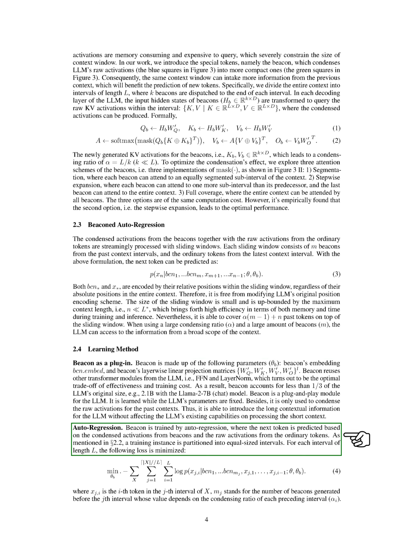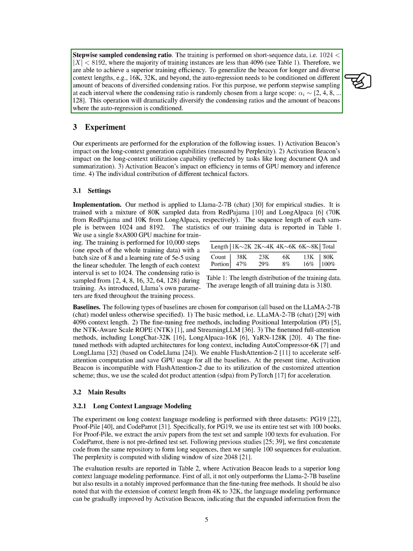The beacon is trained by auto-regression, where the next word is predicted based on the condensed activations from the beacons and the raw activations from the regular tokens. During training, we perform stepwise sampling at each interval where the condensing ratio is randomly chosen from a large range. This operation diversifies the condensing ratios and the number of beacons where the auto-regression is conditioned.